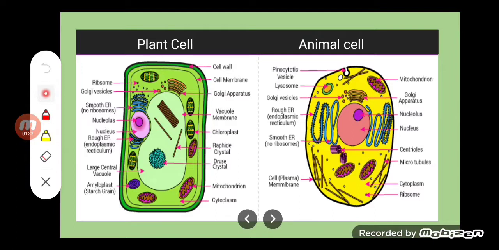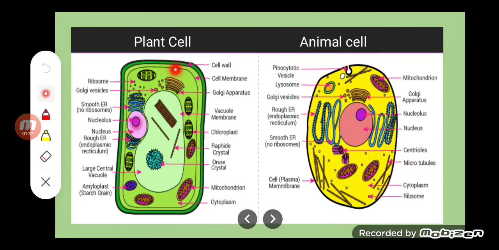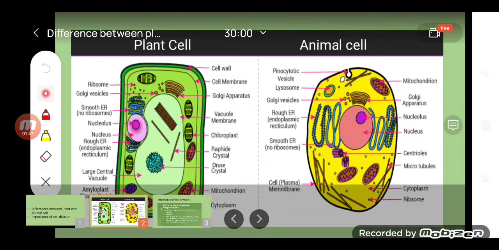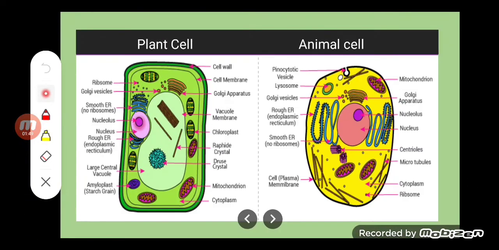So the first similarity, they have cell membrane, second they have a nucleus, and third, they have endoplasmic reticulum. Along with that, we can see they both have Golgi bodies, and they are also provided with ribosomes. Means ribosomes remain scattered in cytoplasm. So these are the similarities in plant cell and animal cell. But they have differences too.